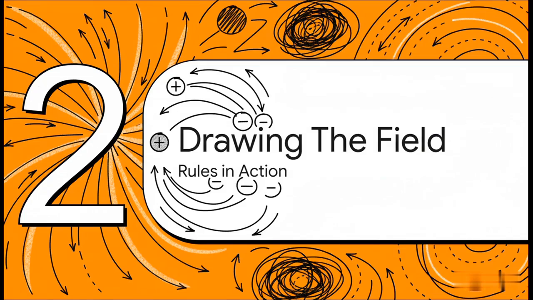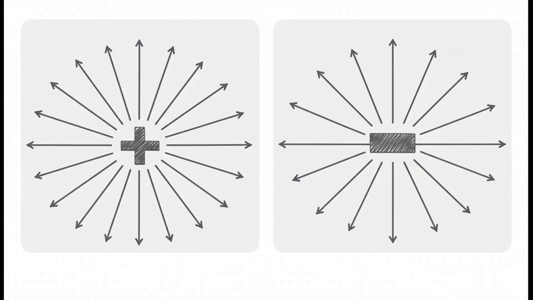Okay, so we know the rules of the game. Now let's stop talking theory and actually put them into practice. Let's see what these maps really look like for some common setups. So let's start with the absolute basics. For a single positive charge, the field lines just radiate straight out in all directions, like rays from the sun shooting off forever. For a single negative charge, it's the total opposite. All the lines point inward, like space itself is just converging on that one point.